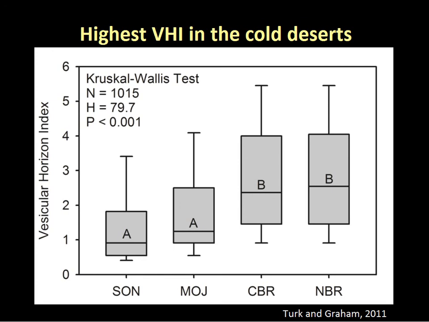So once I had my points grouped by Omernik ecoregion, I calculated the vesicular horizon index for each of the different ecoregions. And what I found was an interesting trend. You might expect that vesicular horizons would be best expressed in the most arid parts of the desert, in the Sonoran and Mojave, where we have the lowest rainfall and highest temperatures, but they're actually better expressed in the cold desert.